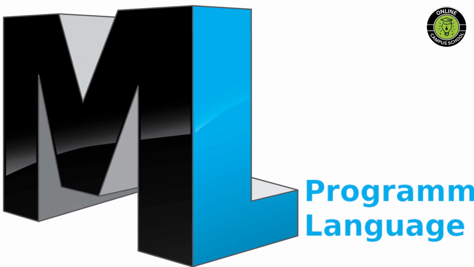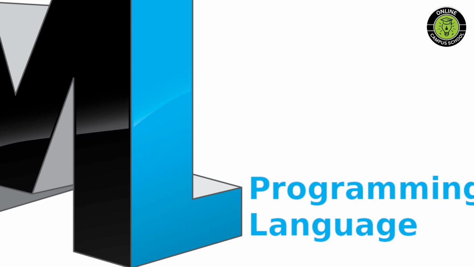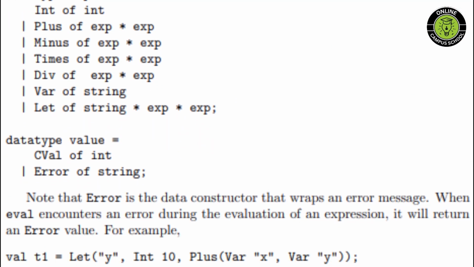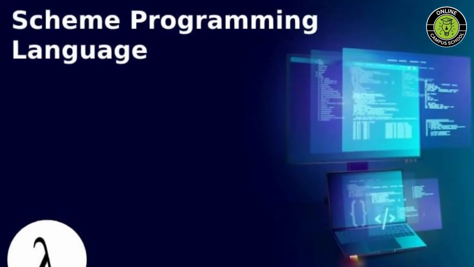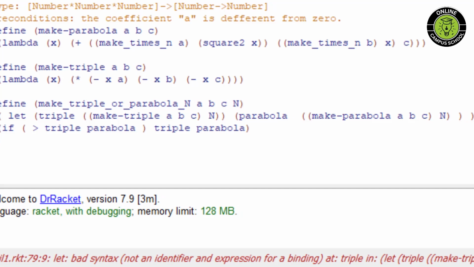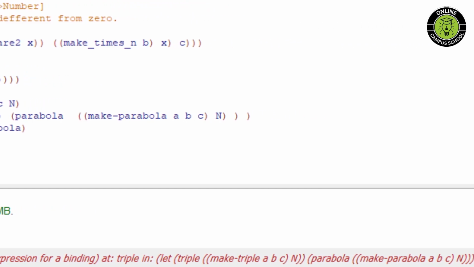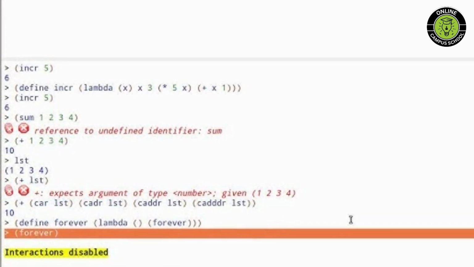9. ML. ML was made in the early 1970s and is known for introducing type inference and functional programming concepts. ML influenced later languages like Haskell and OCaml. 10. Scheme. Scheme was also made in the early 1970s and was a minimalist dialect of Lisp that introduced lexical scoping and first-class continuations, which influenced many academic and research projects.